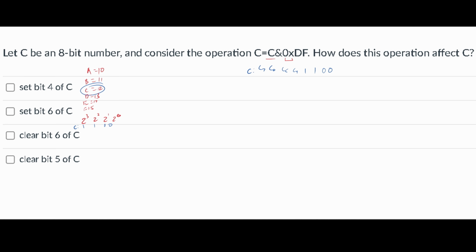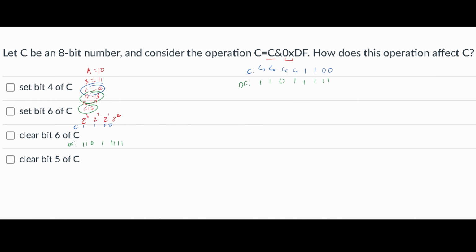Next, we have our DF. For our DF, we'll do it all in one line, just like this. Our D is going to be 13. Very similar to our C, we're just adding 1. So it's going to be 1, 1, 0, 1. And then our F is just going to be 15. It's going to be all of these, so we just have 1, 2, 3, 4 ones. So let's plug this in here. We're going to have 1, 1, 0, 1, 1, 1, 1, 1.